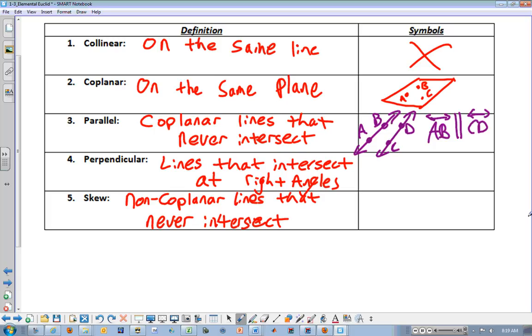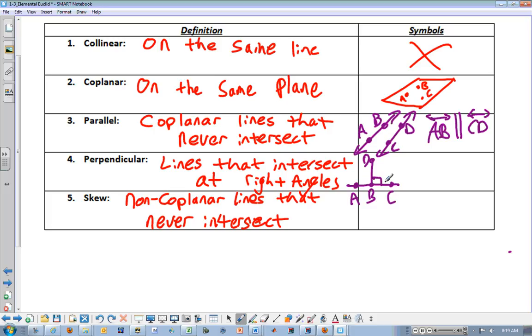Perpendicular. Let's say A, B, C, D. Okay, something like that. You might not have room. You can draw it down the bottom if you want. So these lines are perpendicular. This is our 90-degree angle symbol. That symbol means it's a right angle there.